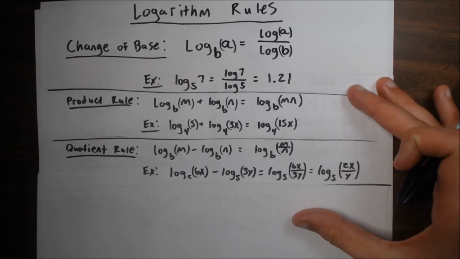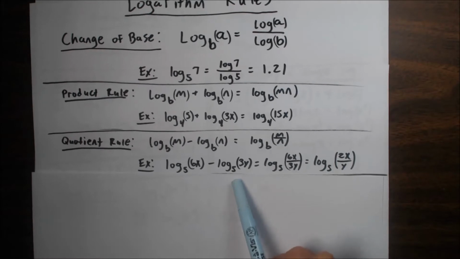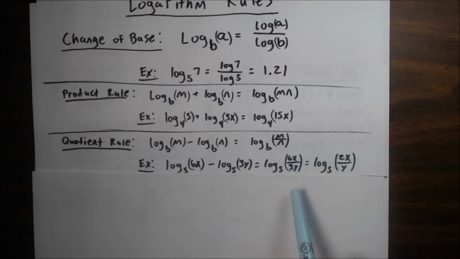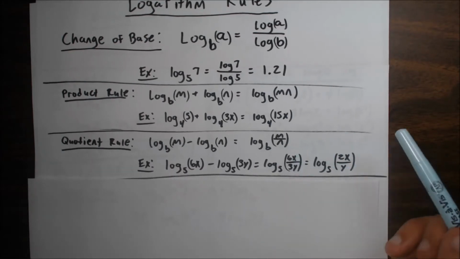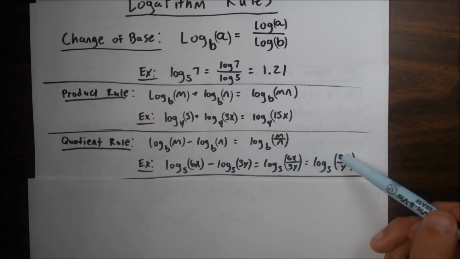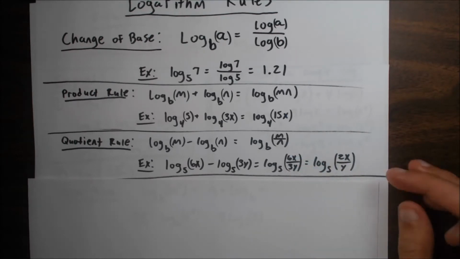And as an example, log base 5 of 6x minus log base 5 of 3y. Again, got to have a common base, but we do. So then on the inside, since I'm subtracting, I'm going to divide 6x over 3y. Write it as one logarithm. Now I just need to reduce that fraction as always, so 6 over 3 is 2 on the top, and then you've got an x and a y left.